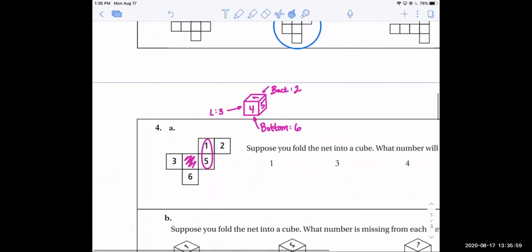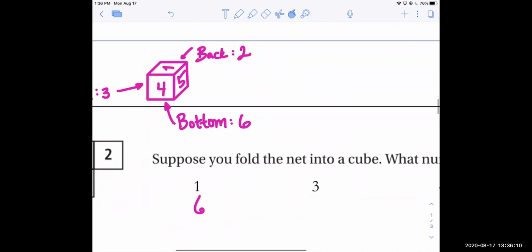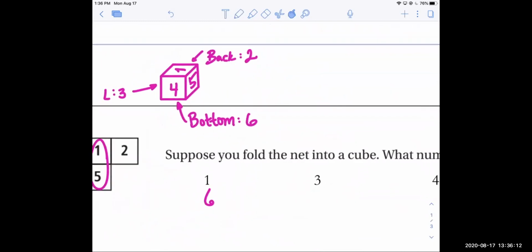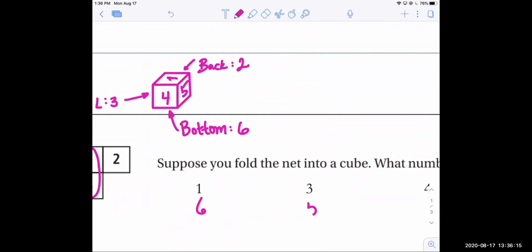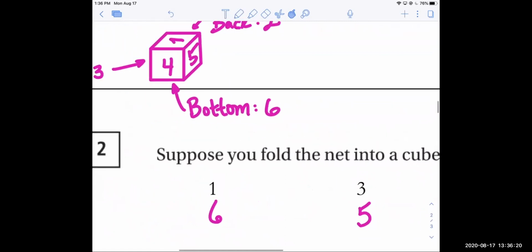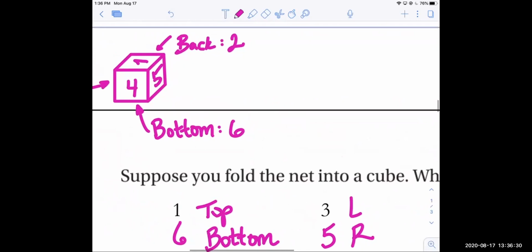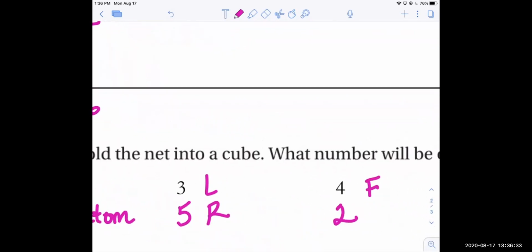Okay, so opposite faces. What's opposite number 1? Welcome to the construction zone. What's opposite 3? 5. And then opposite 4 is 2. Okay, so that's top and bottom. 3 and 5 are left and right. And then front and back. So 4 is the front, and then 2 is the back.